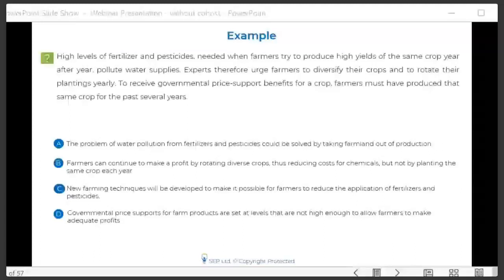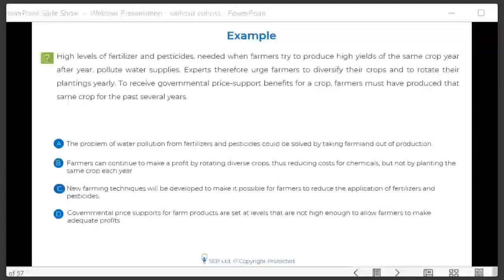We cannot understand from the passage anything about the level of this price support and whether it allows the farmers to make enough profits or not. All we know is if the farmers grow the same crop, they will get the price benefit. Whether that price benefit will be sufficient, adequate, inadequate, nothing can be inferred. And therefore, choice D is also incorrect. A lot of you, 50% of the class, had chosen choice D.